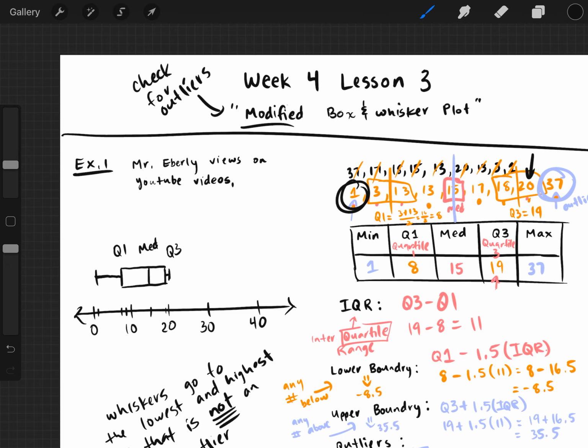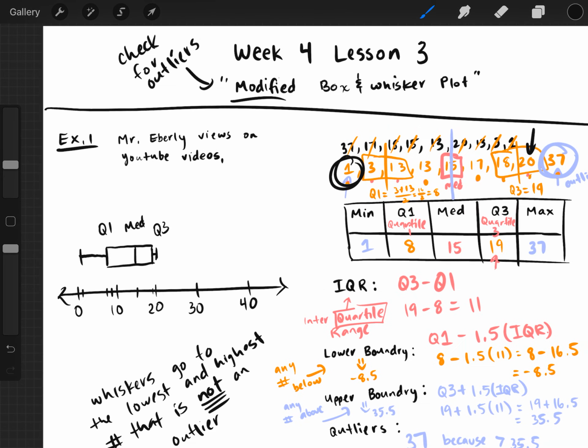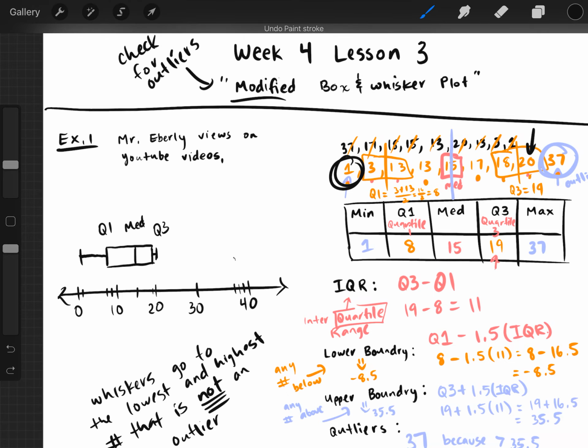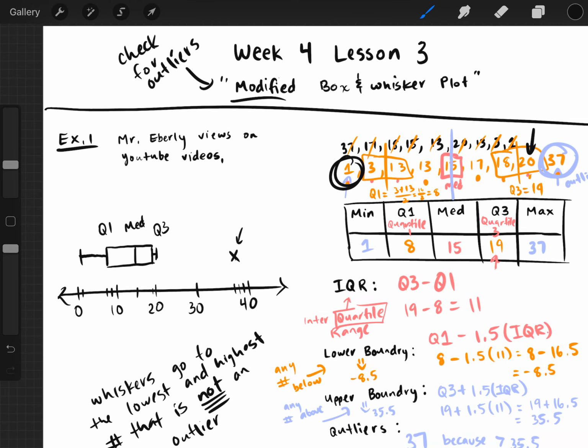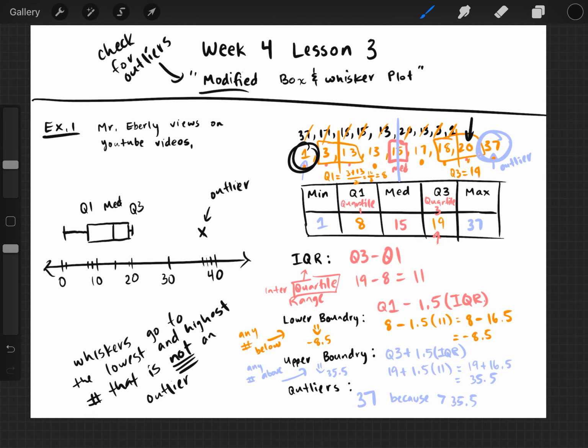For our whisker going to the right, though, we look at what's the highest number that's not an outlier. In this case, that's 20. So we're going to go to 20 for that whisker. Notice how that's going to go right there. We have a really small whisker. It's right on the end of our quartile 3. That's how our box and whisker plot has been modified. We took the outlier out.